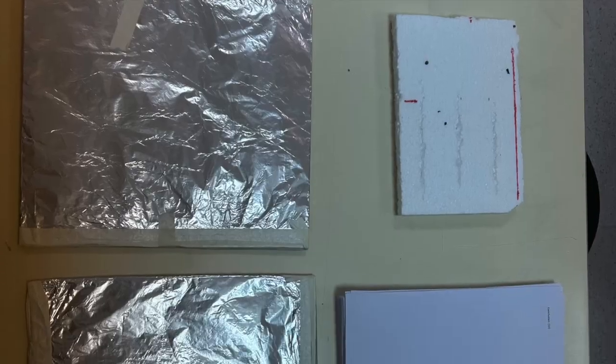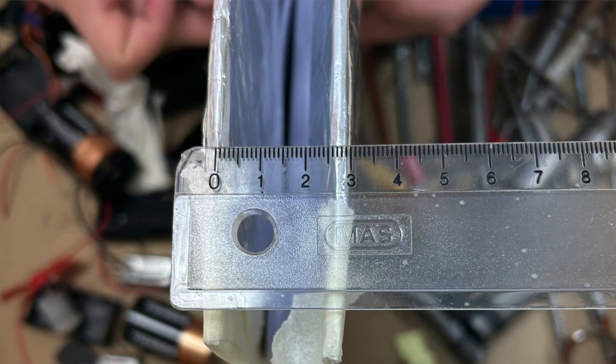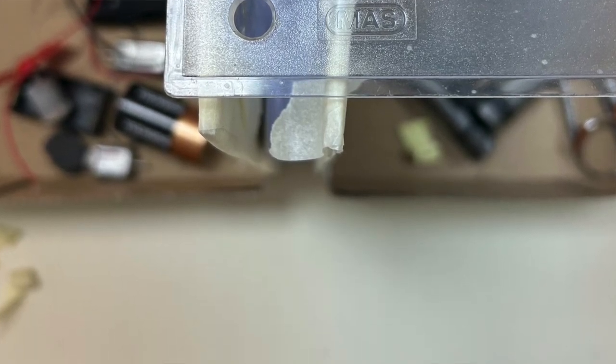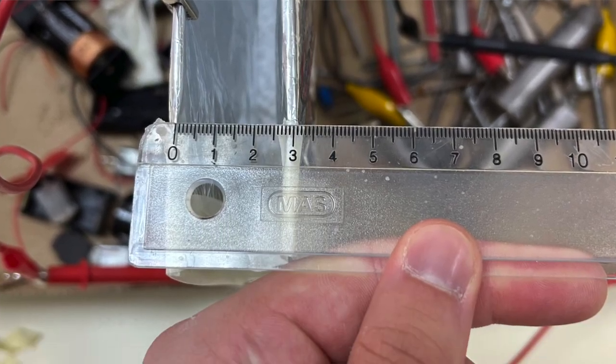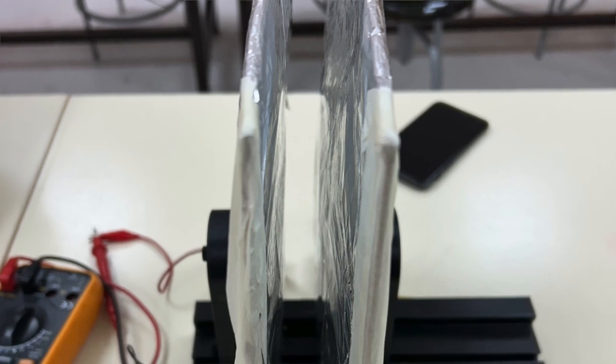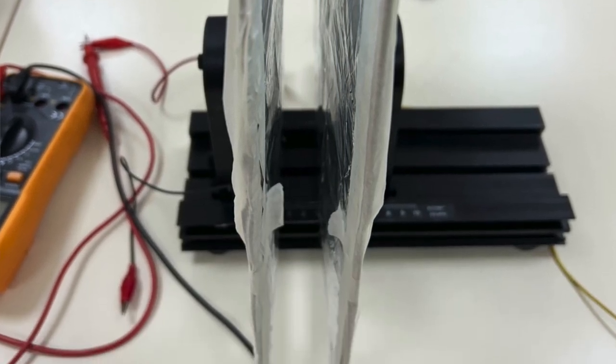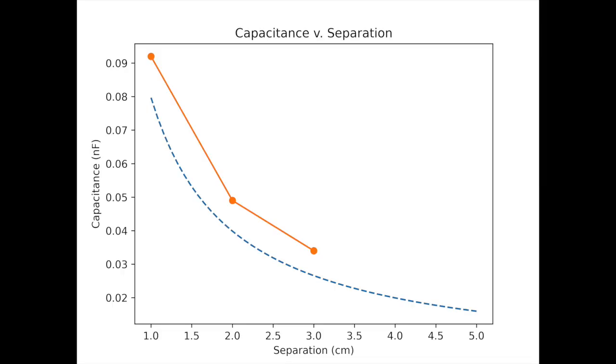Here are the materials I used. Additionally, I had to change the setup since the setup introduced unexpected behaviors. I used a plot to show the differences between the experimental values and how I expected the system to behave with different separations and different dielectric materials.